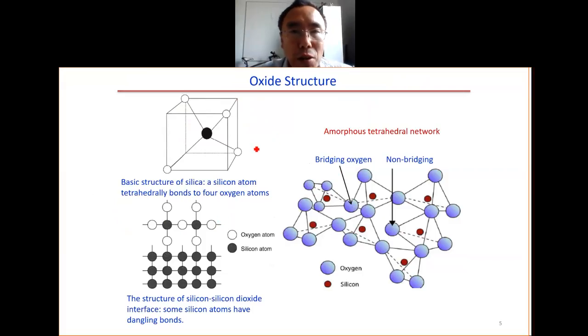So here is the basic oxide structure. We have the silicon atom here, and we have 4 oxygen. Each of the oxygen here is shared by 2 silicon. For example, you can see this one is shared by this silicon atom and this silicon atom. You can see the same thing. So each oxygen is shared by 2 silicon atoms.